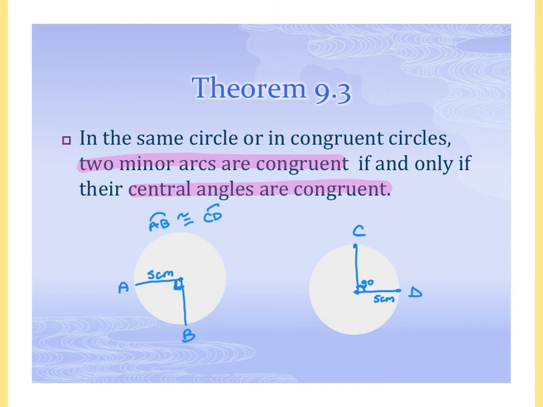If I didn't have the angle, but I did know that this was 90 and that this was 90, I would also know that the angles are congruent. So they're both the same. Like, if and only if means switch it and it still works. They're congruent if the central angles are congruent, and if the central angles are congruent, the arcs are congruent.